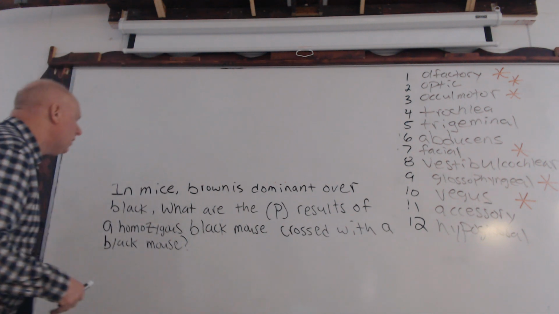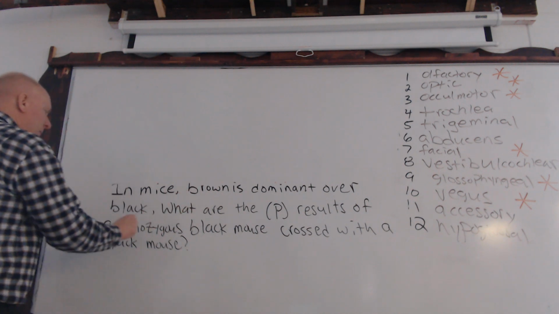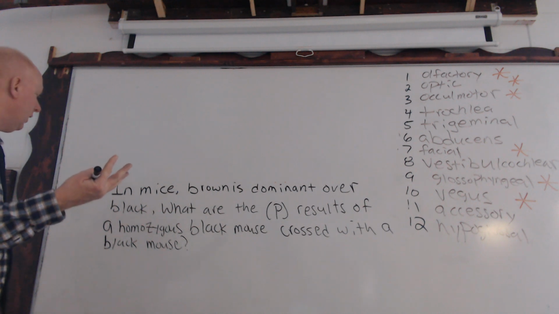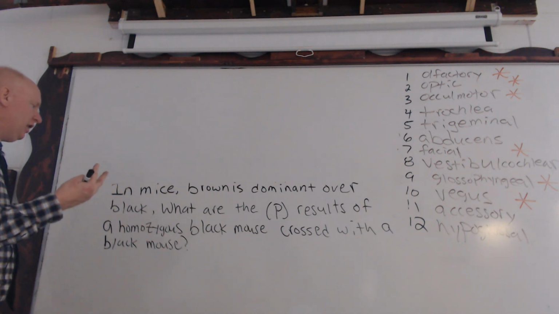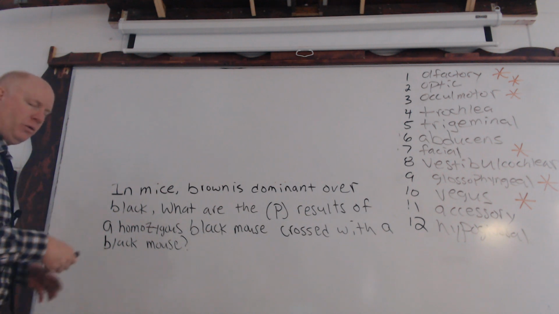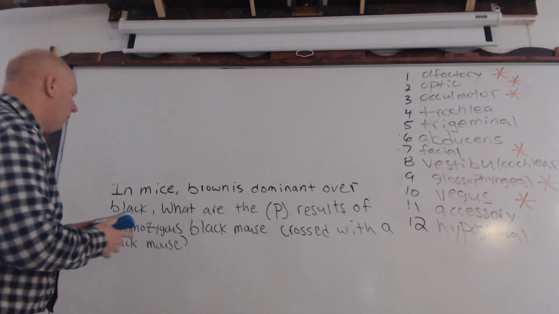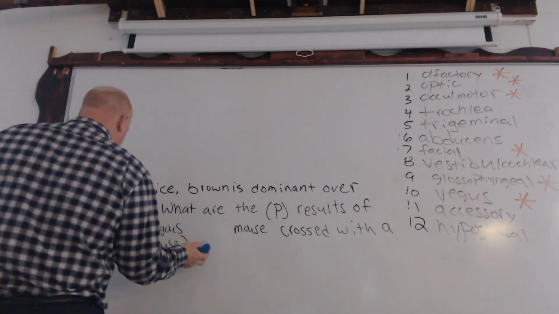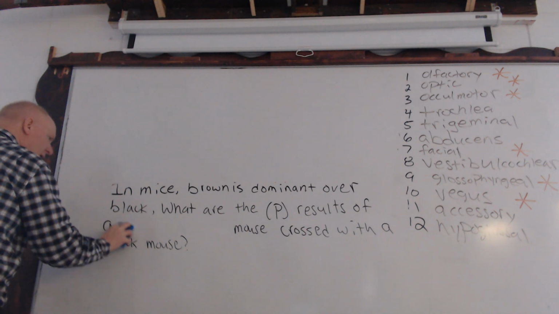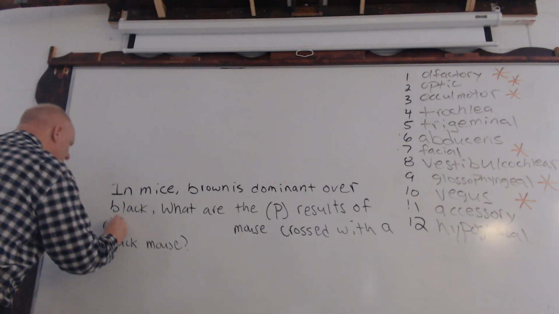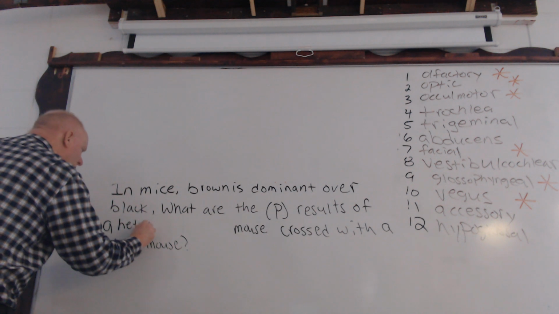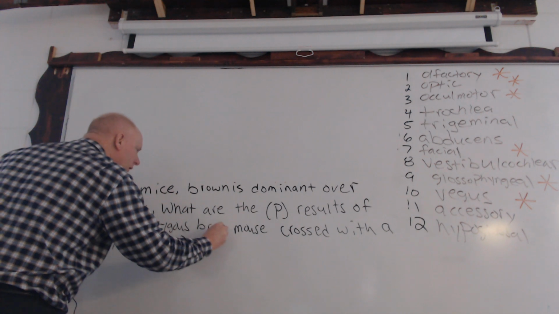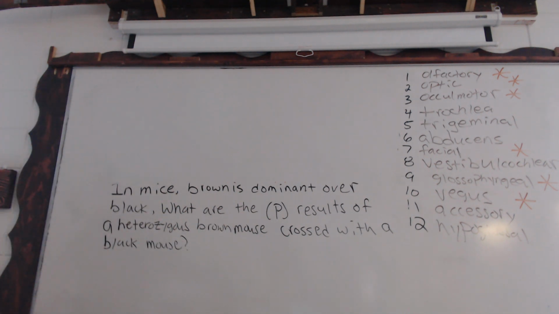Okay, they're still good. So this brown coat color is dominant over black. What's the phenotypical results, or what you actually would observe if a homozygous black mouse is crossed? Ooh, I did that wrong. That's not what I wanted. I wanted this instead: a heterozygous brown mouse is crossed with a black mouse.